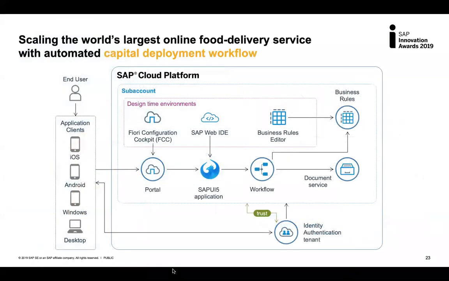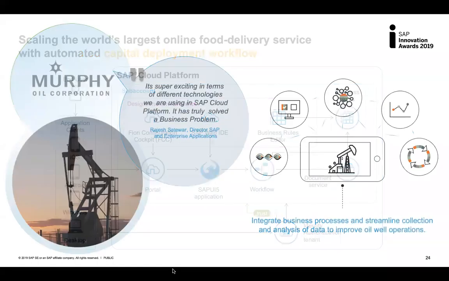With the help of the combination of the workflow service and the business rule service, integral parts of SAP Intelligent BPM, they were able to significantly improve this capital deployment workflow. Before, it took approximately 20 days to do the confirmation, the approval of this new funding for these business cases. Now they could reduce this from 20 days down to just 2 days. And I think this is quite a significant improvement.